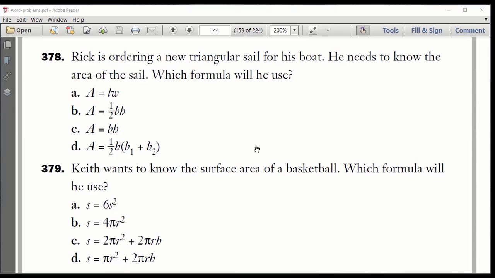So a triangle is not about length and breadth only, right? Because a triangle doesn't have length and breadth, correct? A triangle has a base and a height.